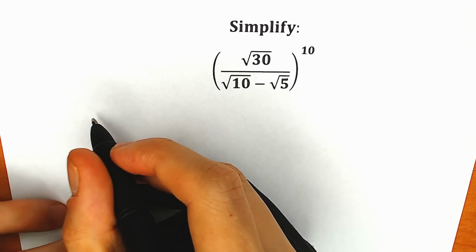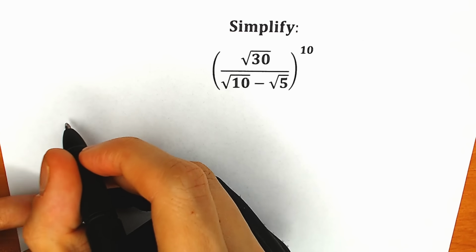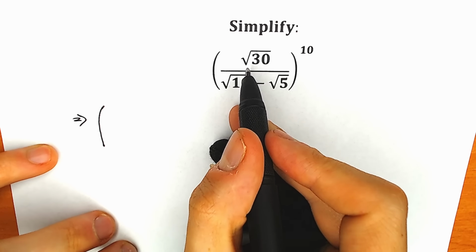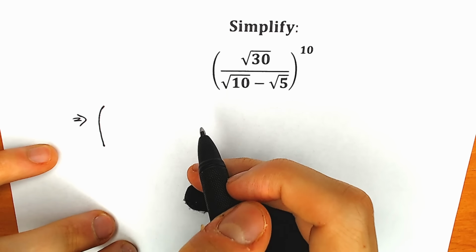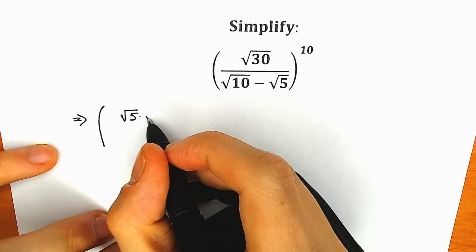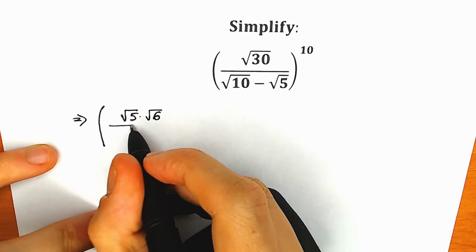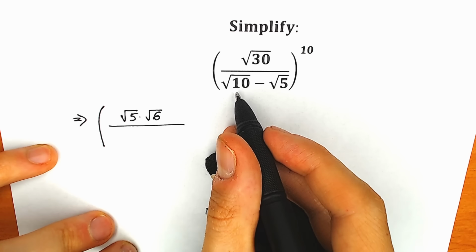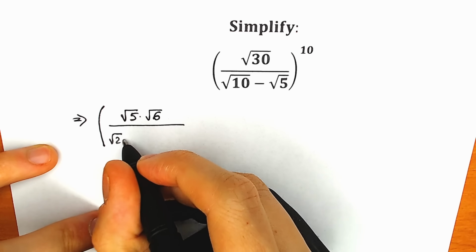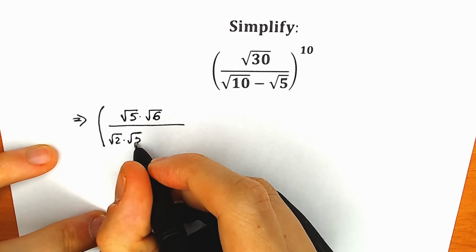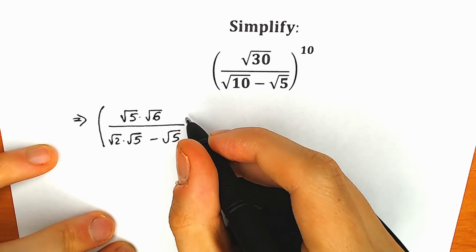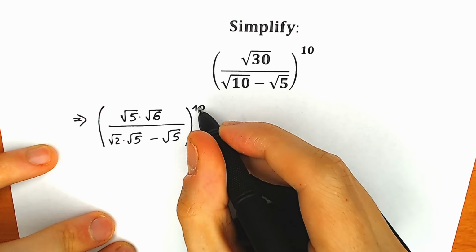Okay, so right now let's start. First of all, I'm going to start on the left side. Square root of 30, let's write it as square root of 5 times square root of 6. In our denominator, instead of square root of 10, let's write square root of 2 times square root of 5, and of course minus square root of 5, all raised to the power 10.